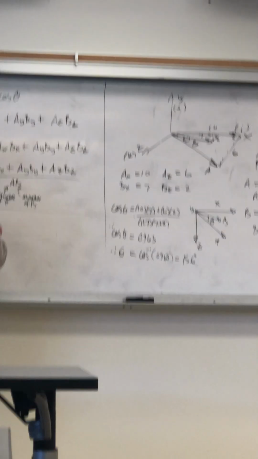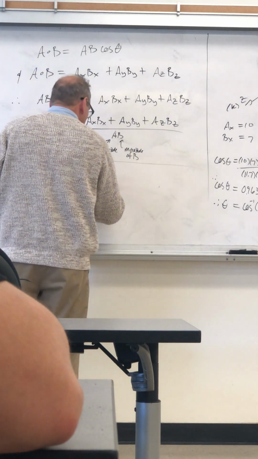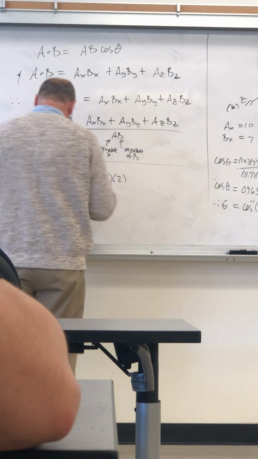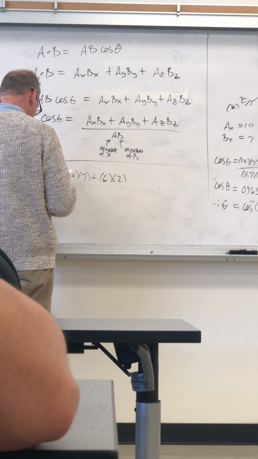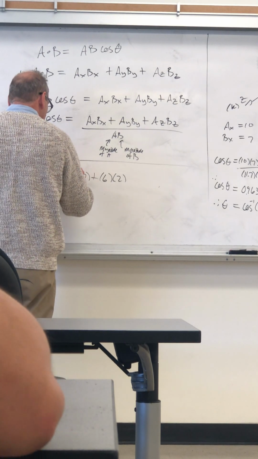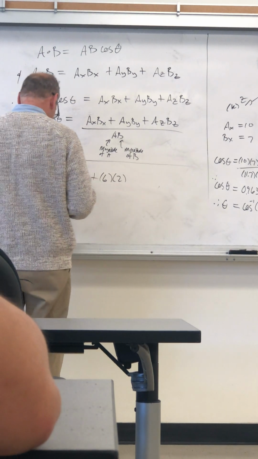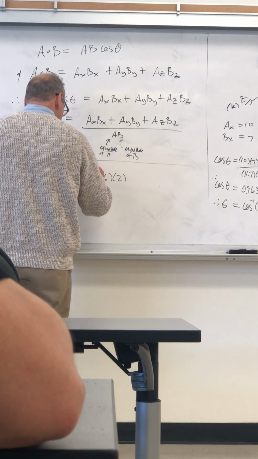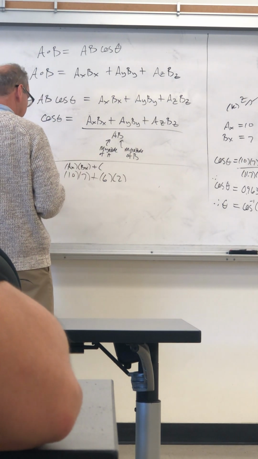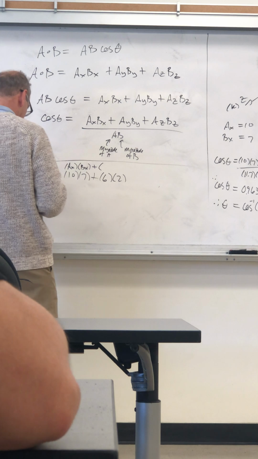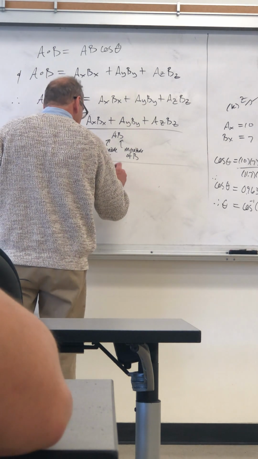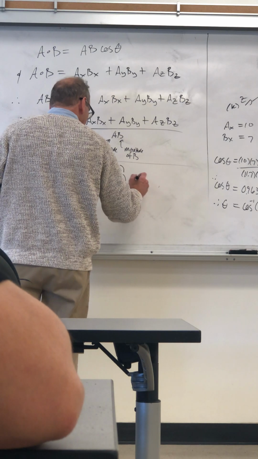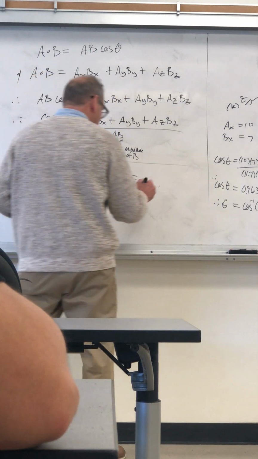To continue this, I just want to say A dot B is 10 times 7. This is AX multiplied by BX plus AZ times BZ, that gives us 82.